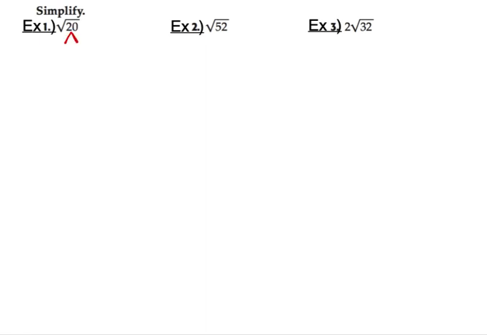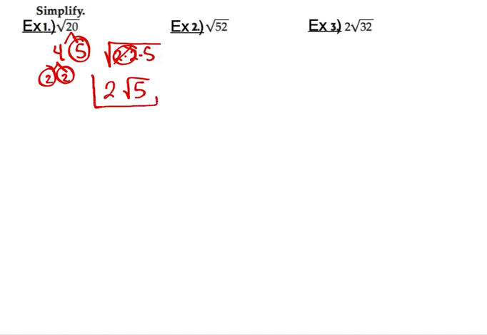Method 1, 20 is 4 times 5. 5 is prime. 4 reduces down to 2 times 2, which are both prime, giving us the square root of 20 being the square root of 2 times 2 times 5. We can pull out a 2 that comes to the outside, and 5 is left on the inside. There's nothing to remultiply, so that is our answer.